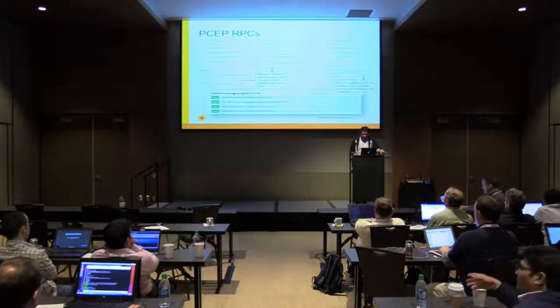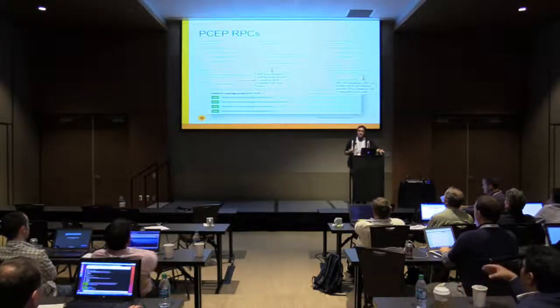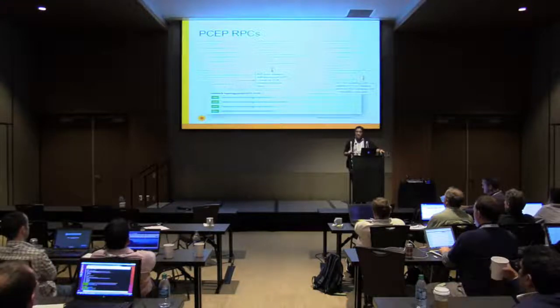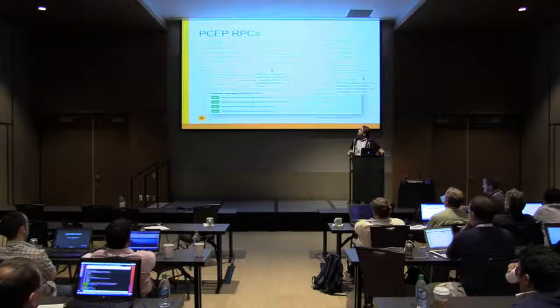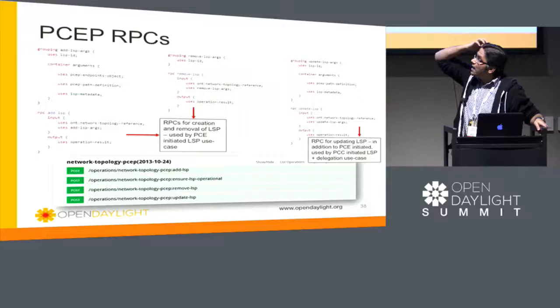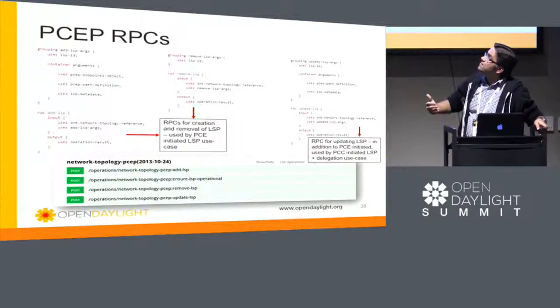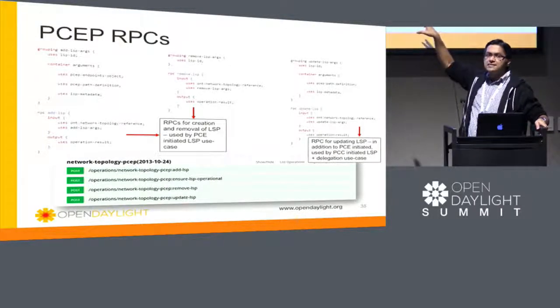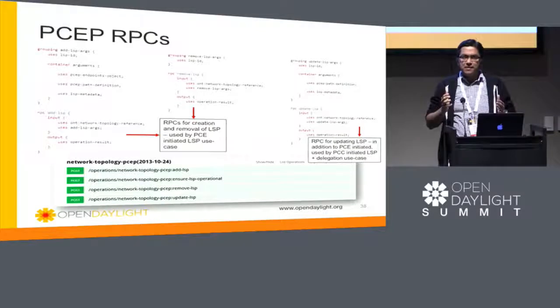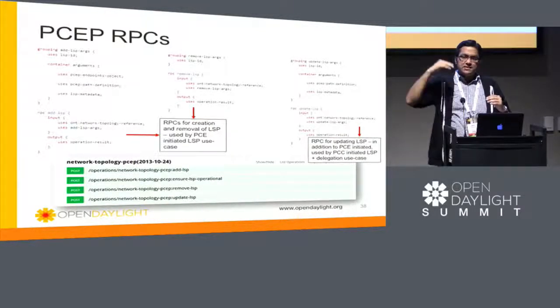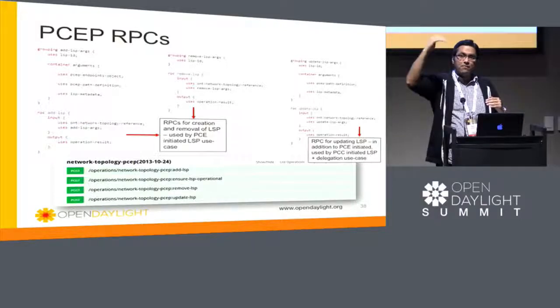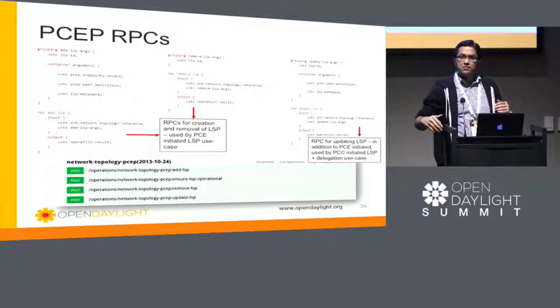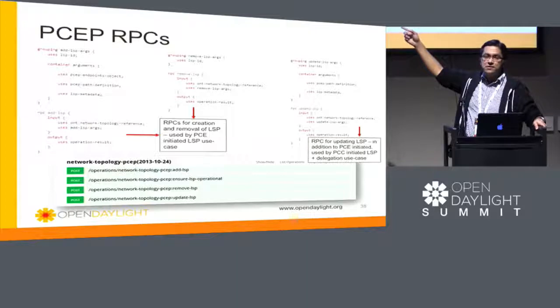So this slide here is basically showing the various RPCs that we have in the Opendaylight controller. On the top left, we see an RPC to add an LSP. Many people must be thinking, where does it sit in Opendaylight? If you want to create the tunnel from the controller and push it down to the router, this is where you would be using this.